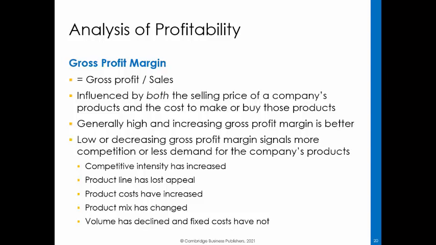Consequently, we gain insight into profitability by separately examining gross profit margin and the selling, general, and administrative expense margin. Gross profit margin is influenced by both the selling price of a company's products and the cost to make or buy those products. We generally prefer gross profit margin to be high and increasing, as the opposite usually signals more competition or less appeal for the company's product line. A decline in gross profit margin deserves further investigation and can be due to a variety of factors such as those shown on the slide.